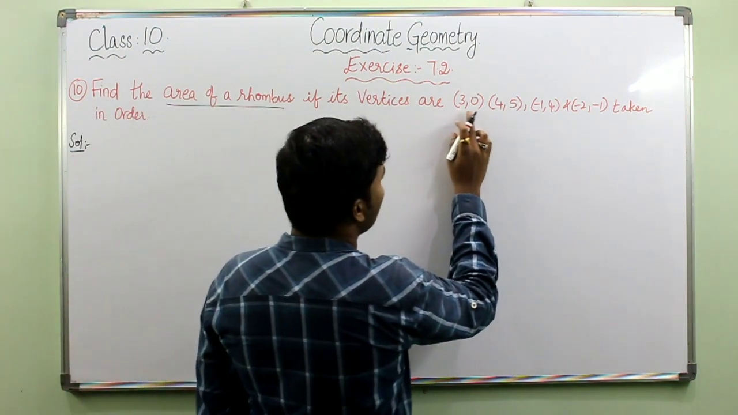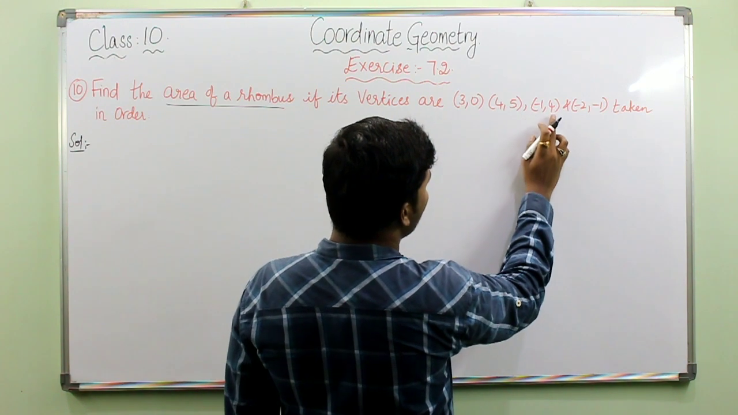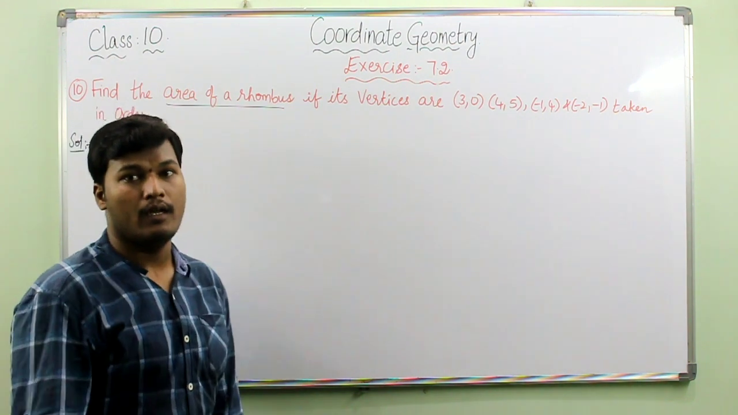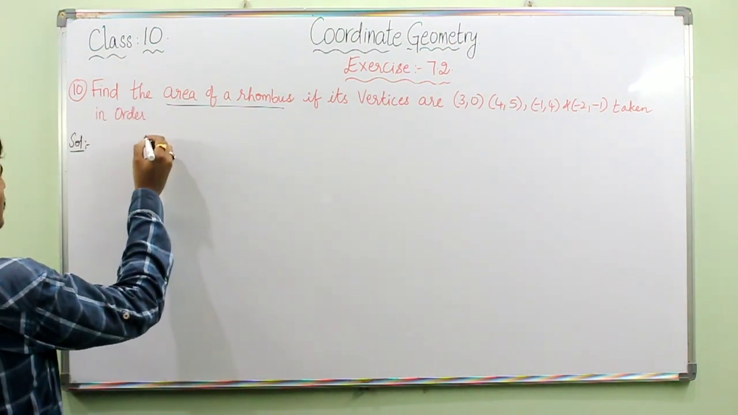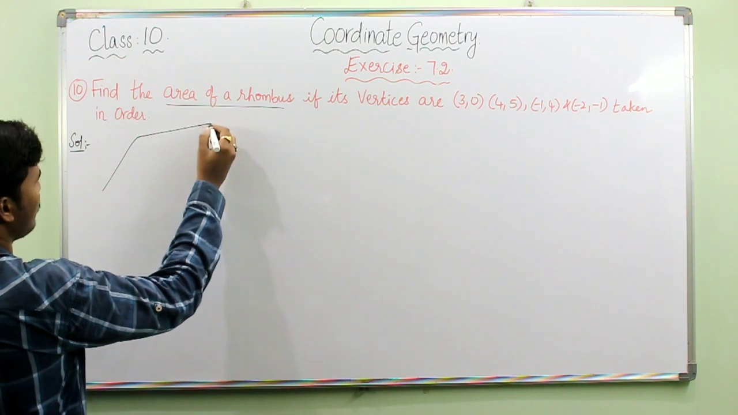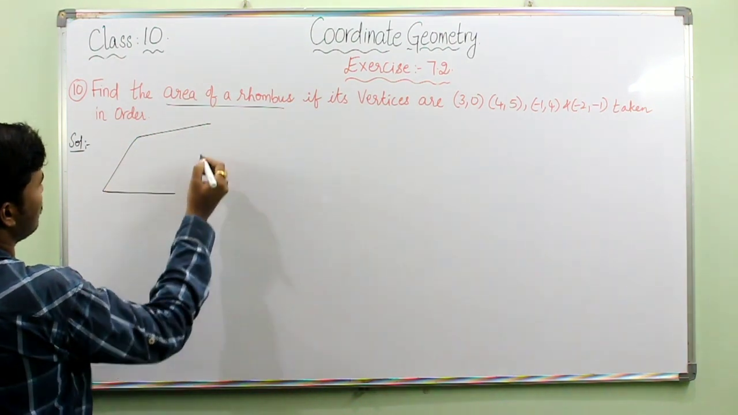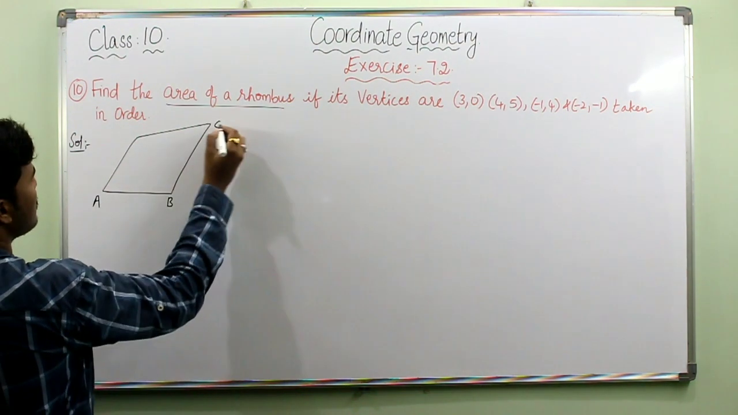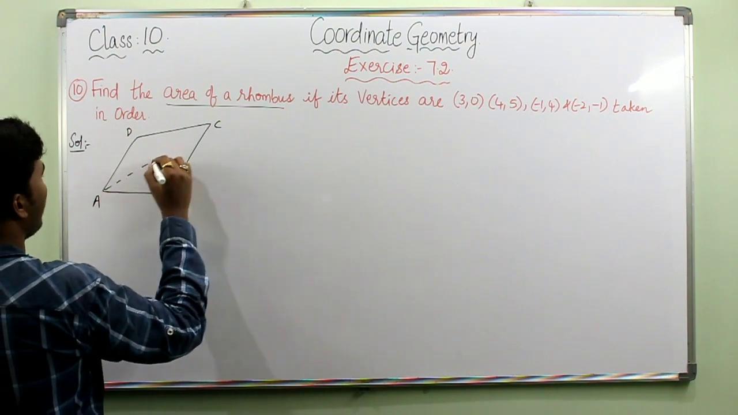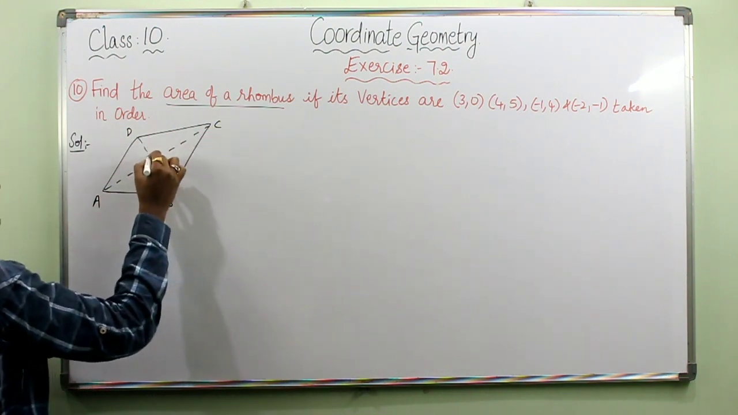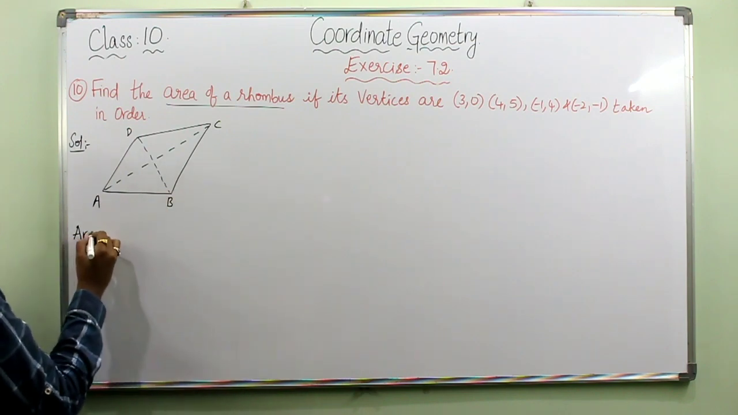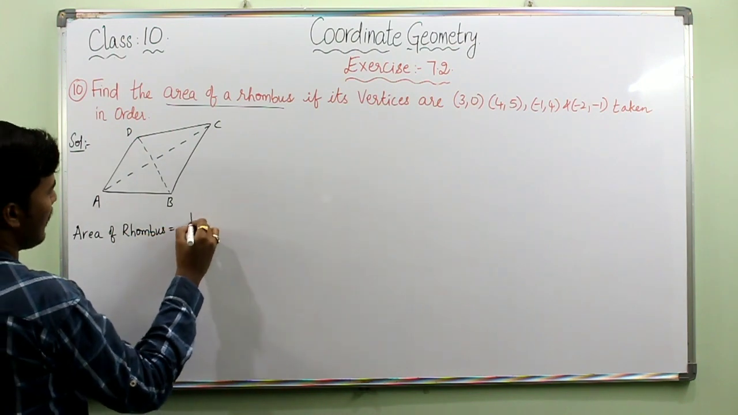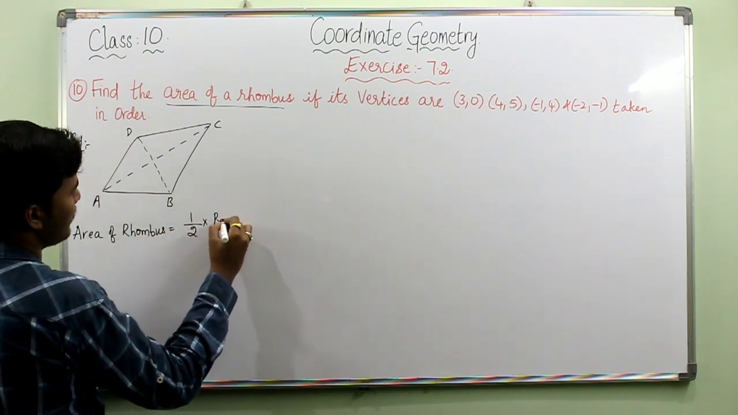Now the 10th problem of this exercise: find the area of a rhombus if its vertices are 3 comma 0, 4 comma 5, minus 1 comma 4 and 2 comma minus 1, and these points are taken in order. So let us consider a rhombus. Let us name this as A, B, C, D. The area of the rhombus is nothing but half the product of its diagonals. The given hint in this problem is area of rhombus is equal to half into product of diagonals.